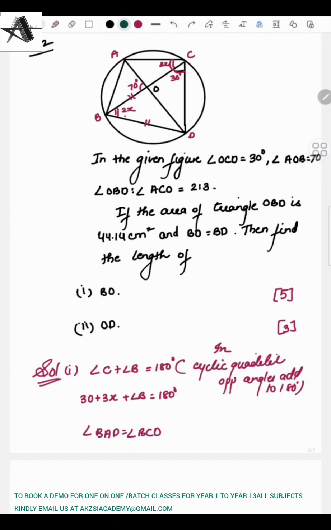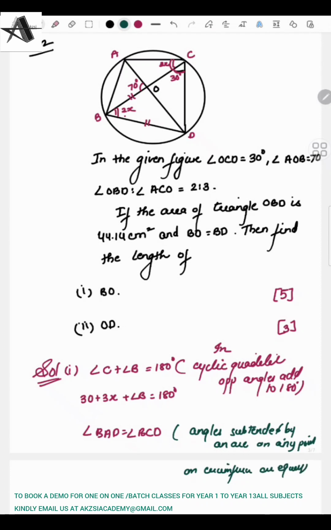So I can say angles subtended by an arc at any point on the circumference are equal. If they are equal, it will give me a better idea, because now this will be 30 degrees. So I can easily calculate my third angle, which is 80 degrees.